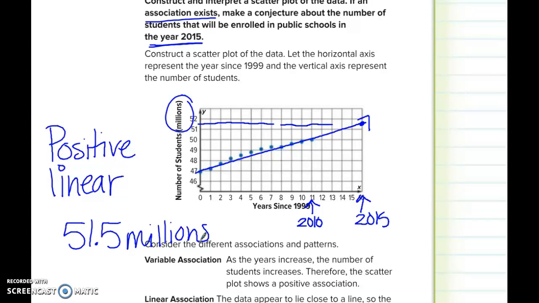Now, maybe your elbow partner sitting right next to you had their line just slightly off, and maybe theirs only went to 51. That's fine if it's not the exact same, but if it's some ridiculous answer like 48, no, I'm not going to accept that. So you and your elbow partner might get slightly different answers, but they should be around generally the same.